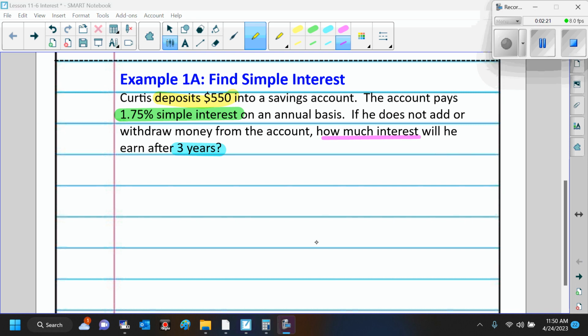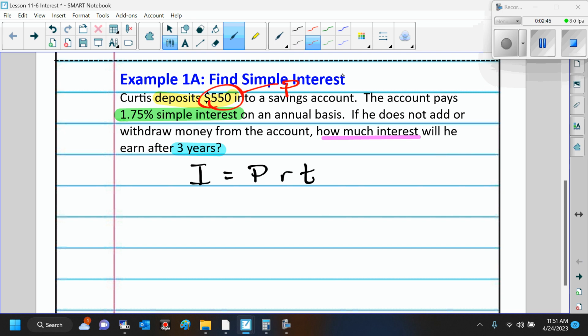So, we're going to start with our formula. What's the formula? Our formula is interest equals PRT. Interest equals PRT, okay? So the principal, that's the $550, right? That's our P, that's the principal. So this is 550 times the interest rate. Over here is the interest rate.